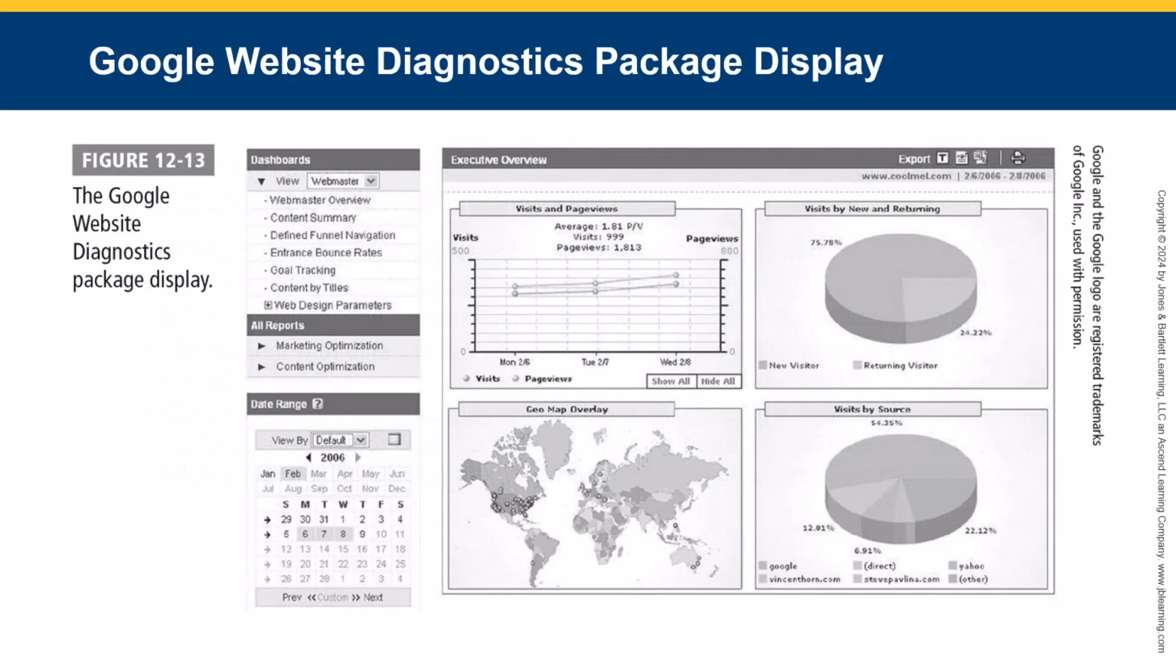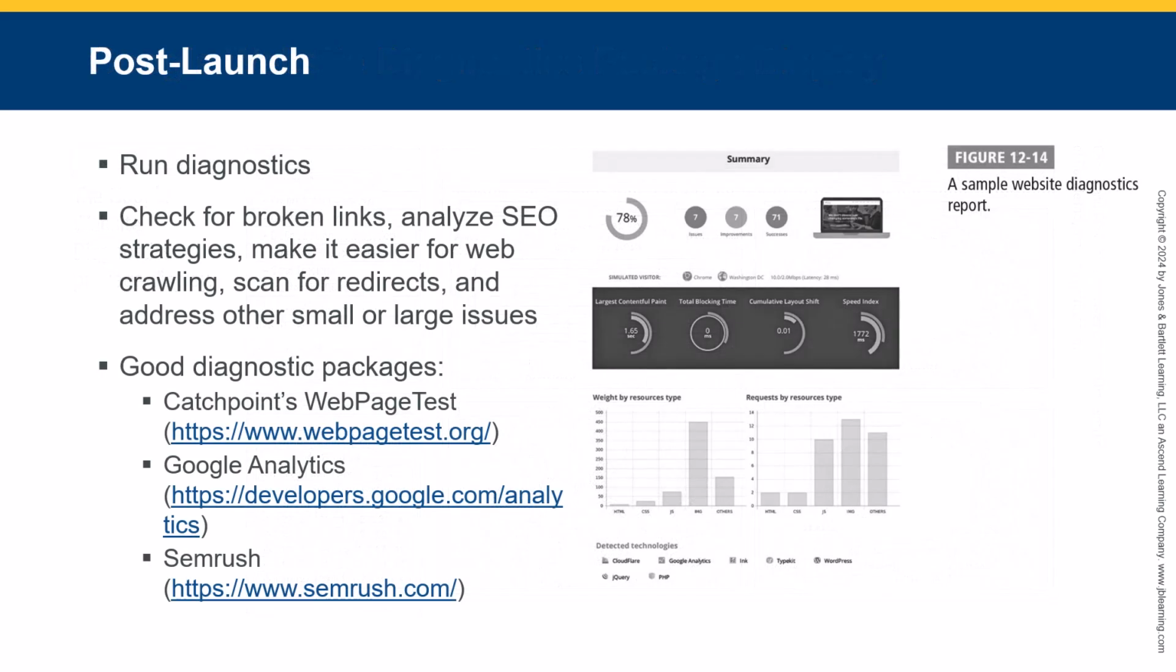Here is a website diagnostic package display for Google Diagnostics, and you can look at visitors versus returning versus sources. Here is a post-launch diagnostic. This is checking for broken links, analyzing SEO strategies, and different things like that. Google has a lot of their tools out there, like developer.google.com, analytics. This is one of the great tools that is provided.